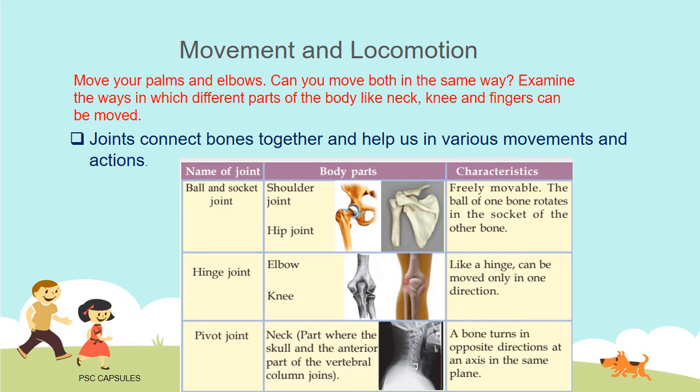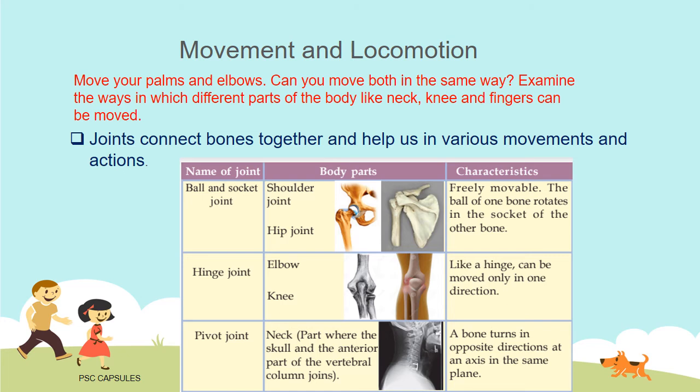There are mainly three important joints we have to learn in this slide. They are ball and socket joint, hinge joint and pivot joint. Ball and socket joint is present in the shoulder joint and hip joint. They are freely movable. The ball of one bone rotates in the socket of the other bone.